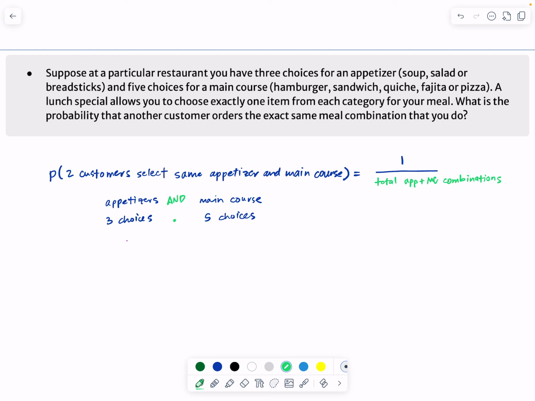And so we know that that means that we're going to multiply. And if we multiply 3 times 5, that gives us a total of 15 different choices or combinations of an appetizer and a main course. And so thinking about that as a probability, that means that we have a 1 in 15 chance that our order and some other customer's order are exactly the same.